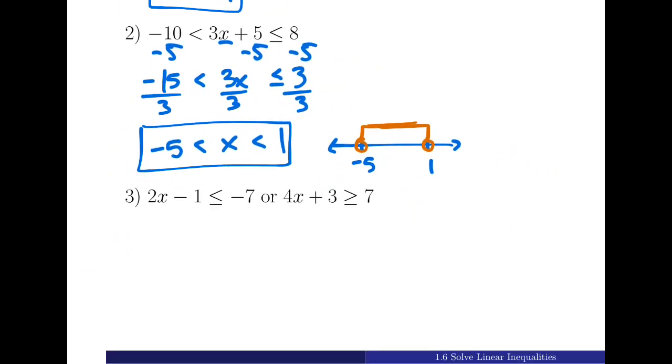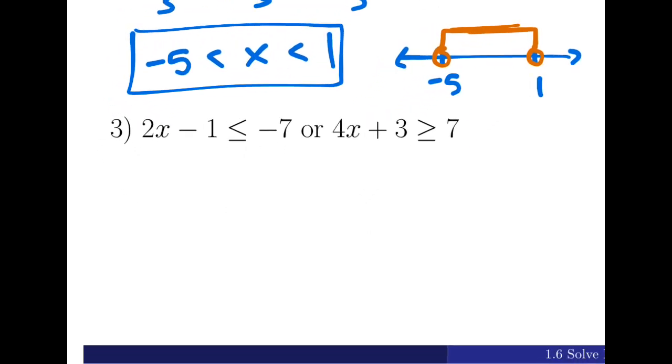And then we'll talk about this third example, and you can finish it up on your own. For this, you need to solve each of these on their own. So on this left one, 2x minus 1 is less than or equal to negative 7. You would add 1, divide by 2, and you'll have x is less than or equal to something. And over here, subtract 3, divide by 4. You end up with x is greater than or equal to something. So you have x is less than this, or x is greater than this. And that looks just like what we had on the last slide, where you'll have the 2 branches opening out away from each other, since this is an OR.